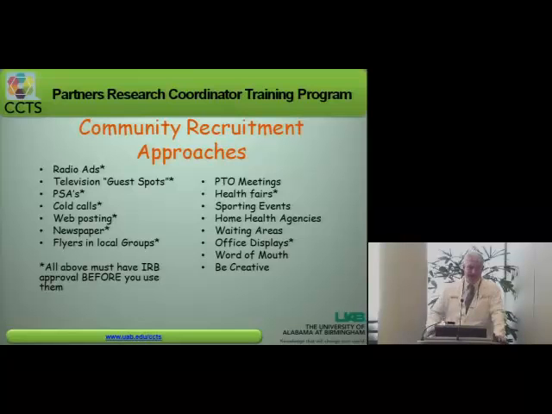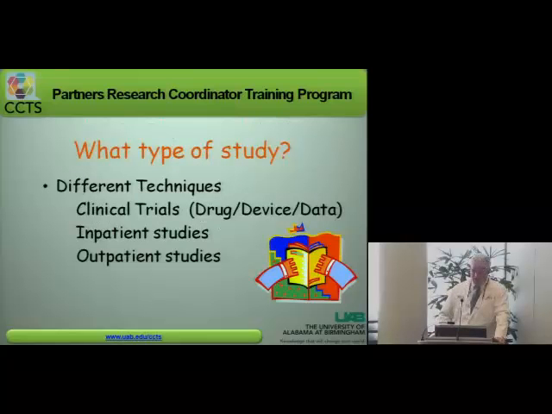So you'll see that. Some of these others, office displays, word of mouth. Word of mouth is usually one of the best, but that's something where you have to get it out and you have to talk to people and you have to be willing to listen to them. That's the big thing. You can't just talk and barrage them. You have to listen to them. Okay, these are the different types.